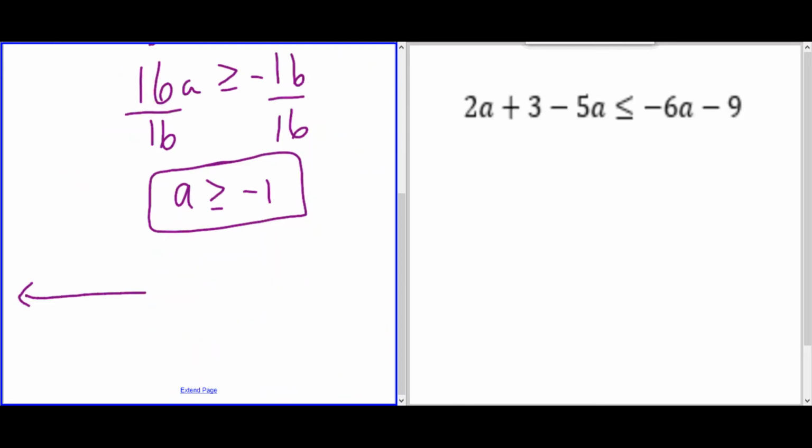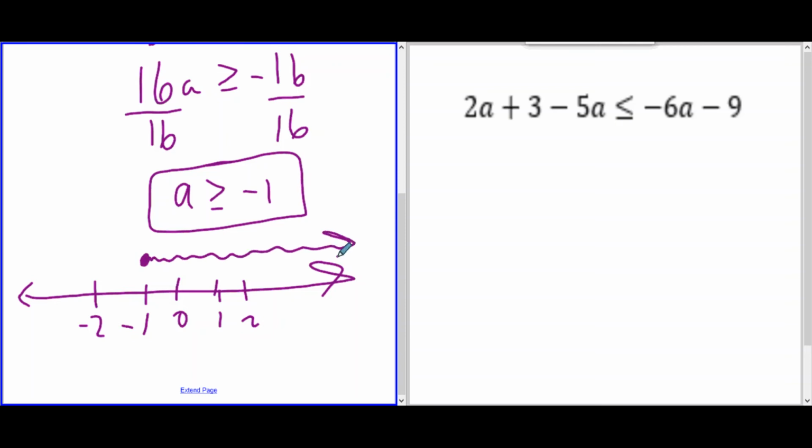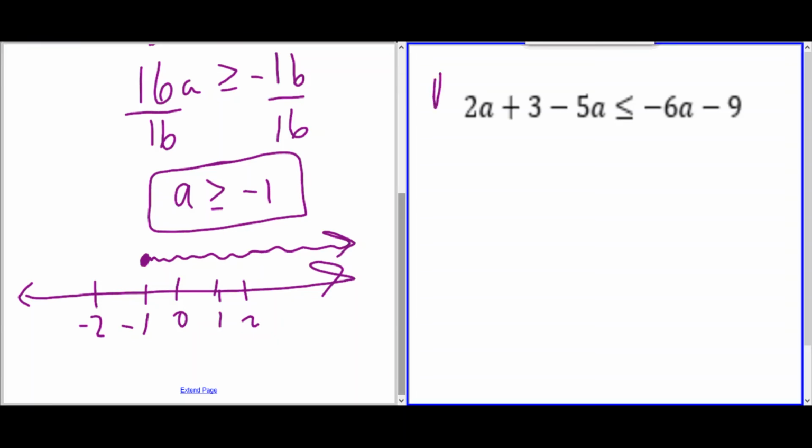Include the number line. So 0, -1, -2, 1, 2. So notice I have a is bigger than or equal to. So I'm going to have at -1 a closed circle since I have the equal to sign, and I'll be shading everything to the right. Okay, so you try that one. Pause the video and give it a try. When you unpause it, I'll have the answer there for you.